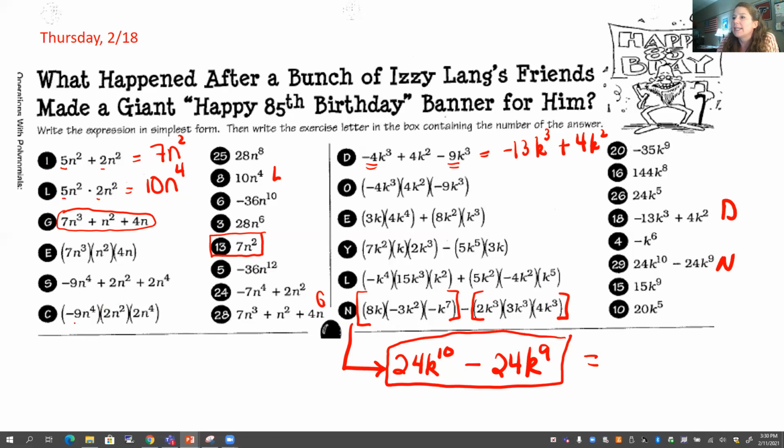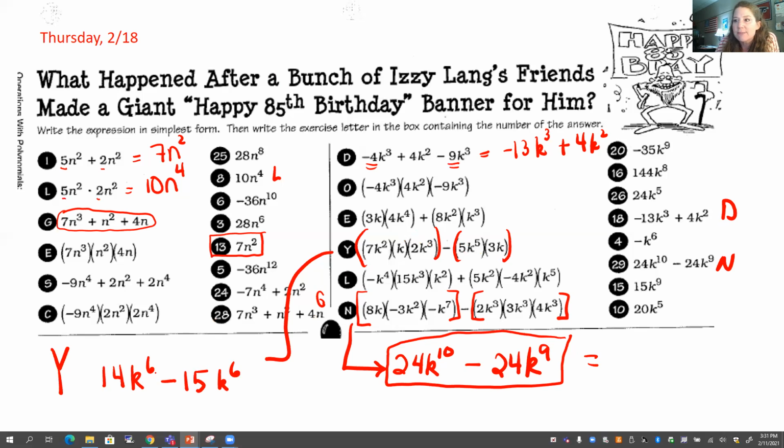Let's do letter Y. So letter Y, once again, we have multiplication, and then we'll subtract the last two terms. So 7 times 2. So remember, you can't add or subtract unlike terms, but you can multiply unlike terms. So 7 times 2 is 14. So we have 14, and then k, we have 2 plus 1 is 3. 3 plus 3 is 6. So 14k to the 6th minus 5 times 3 is 15. And then we have k to the 6th.